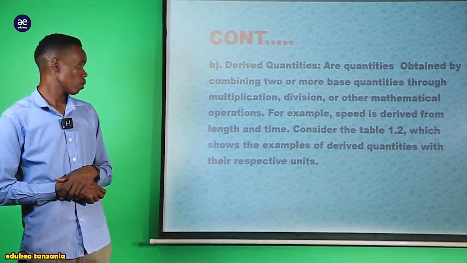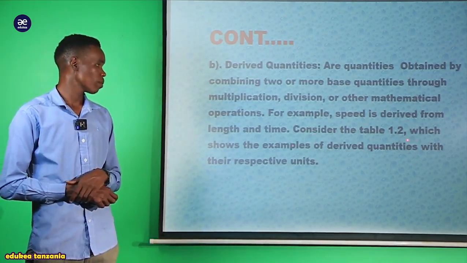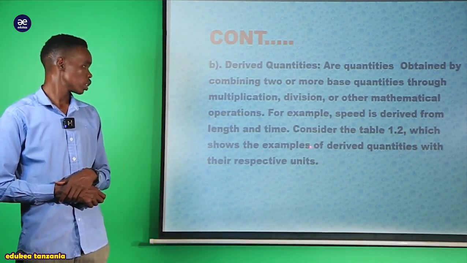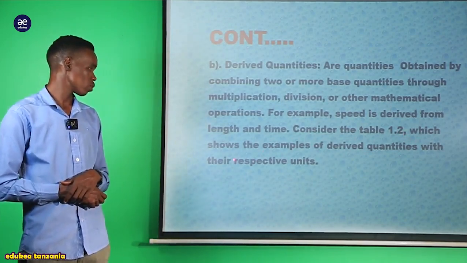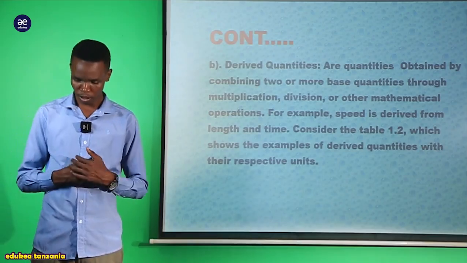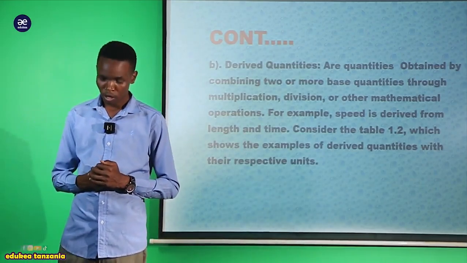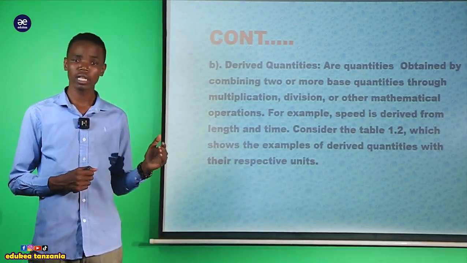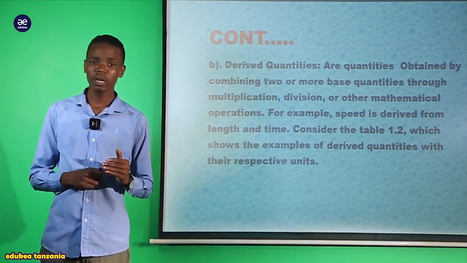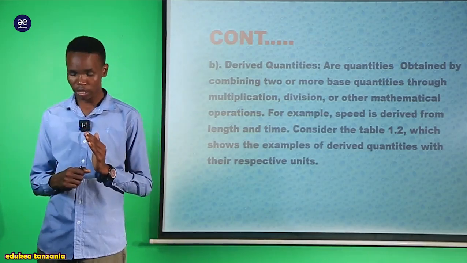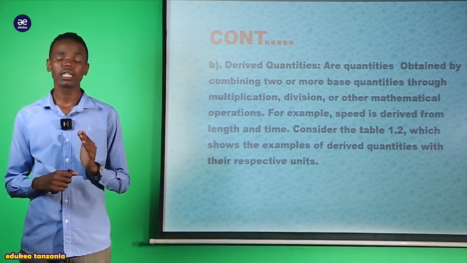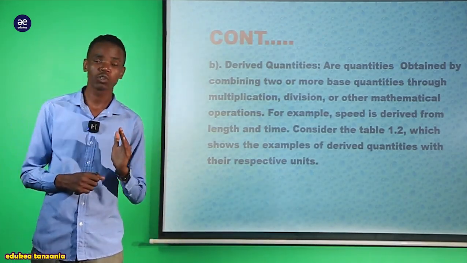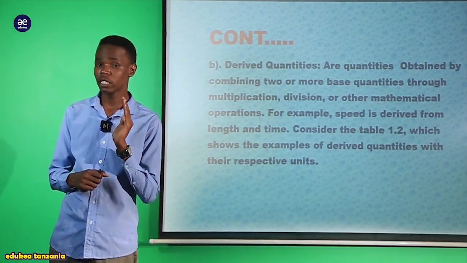So here we are supposed to consider table 1.2, which shows examples of derived quantities with their respective units. We are supposed to go and see table 1.2. This table, my dear student, represents the derived physical quantities.